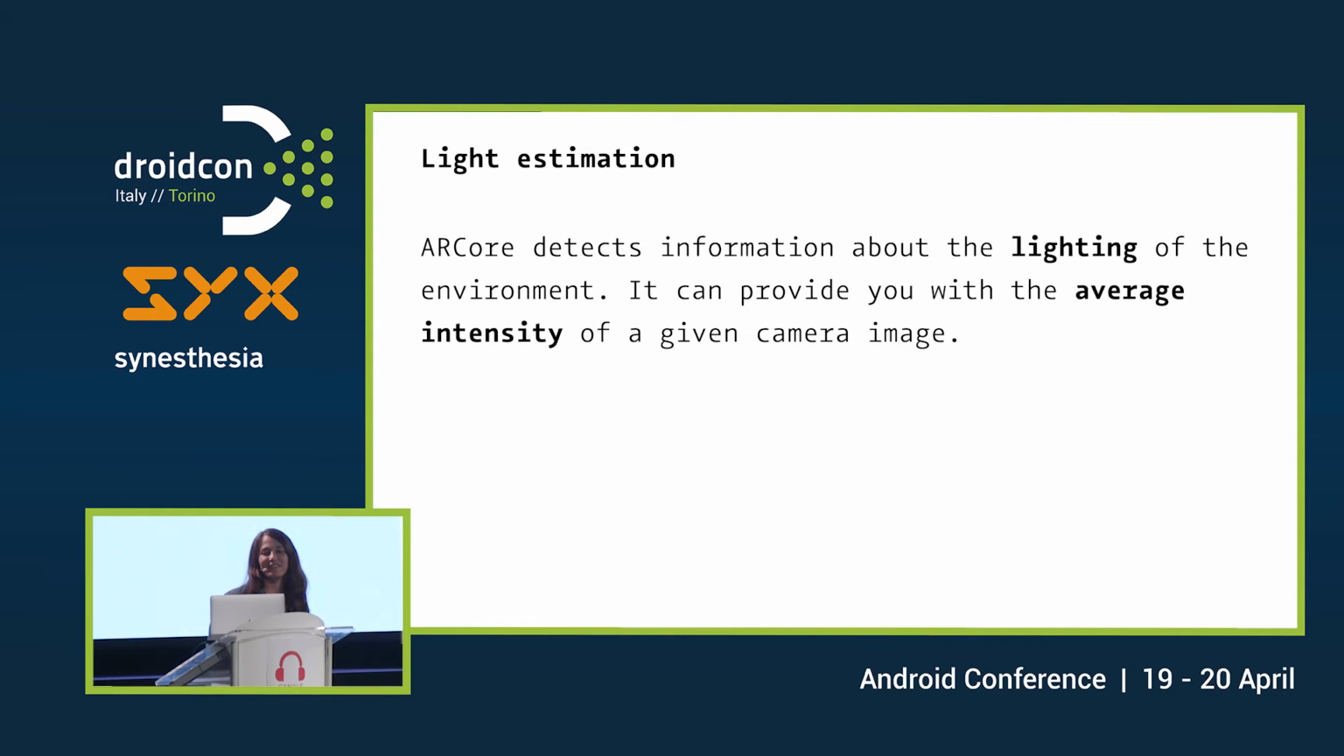All right, so light estimation. Light estimation means that ARCore detects information about the lighting in the real world around the device. Unfortunately, I don't have a screen capture to illustrate this one, but you receive the average lighting intensity of a given camera image as a float that you can then use to light the virtual content that you're displaying, so it looks like it appears with the same lighting as the rest of the world around it.